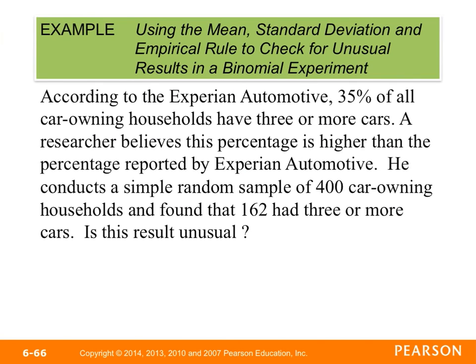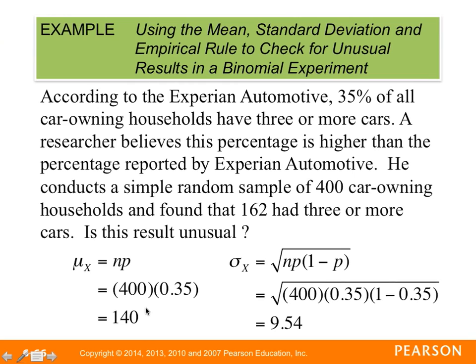So if we look at this example here, according to the Experian Automotive, 35% of all car-owning households have 3 or more cars. A researcher believes this percentage is higher than what is reported. So he conducts a simple random sample of 400 car-owning households and finds that 162 households had 3 or more cars, and we want to know if this is unusual. We had already calculated the mean. We just took our 400 times our probability, and we expected to get around 140. Now this researcher got 162, which does appear to be a little higher than we would expect, but we want to know if it's unusual.